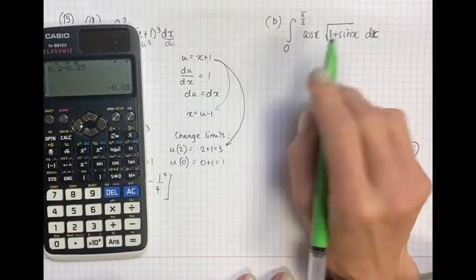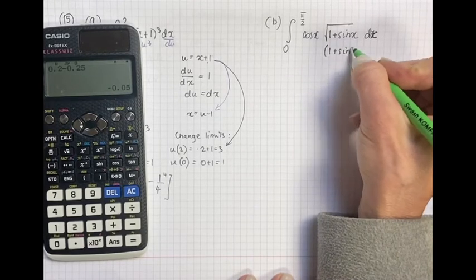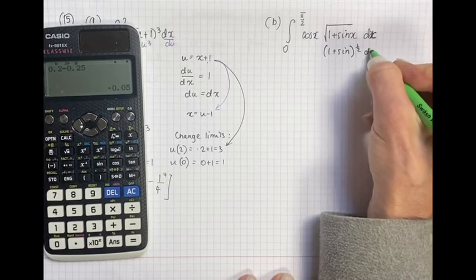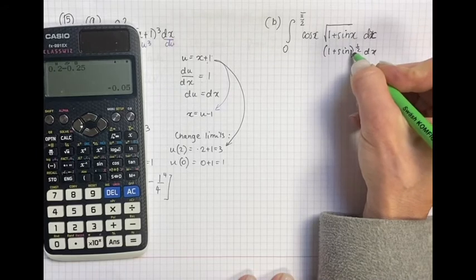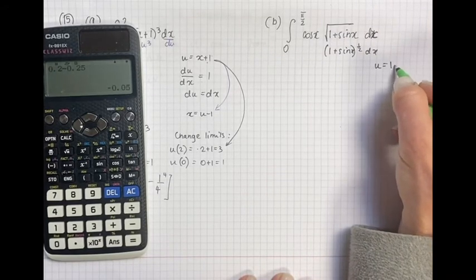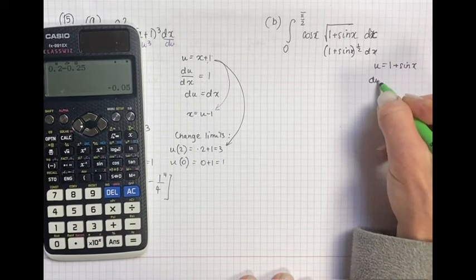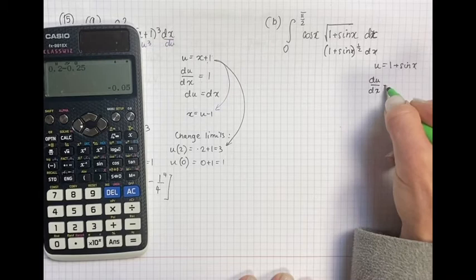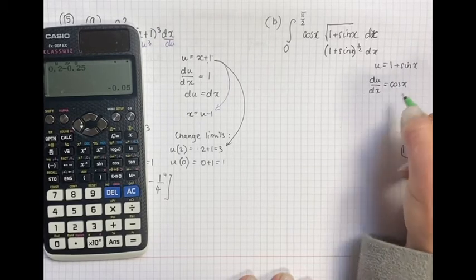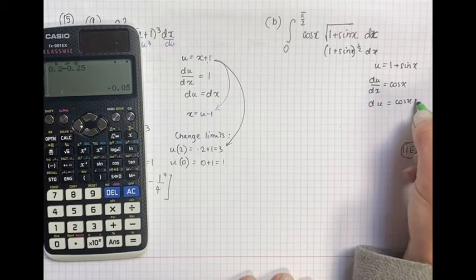So over here, if you imagine this one here is 1 plus sine x to the power of a half. So the awkward one is this one. So we are going to replace this bracket with u. Differentiate it, you're going to get cos x. So du is equal to cos x dx.